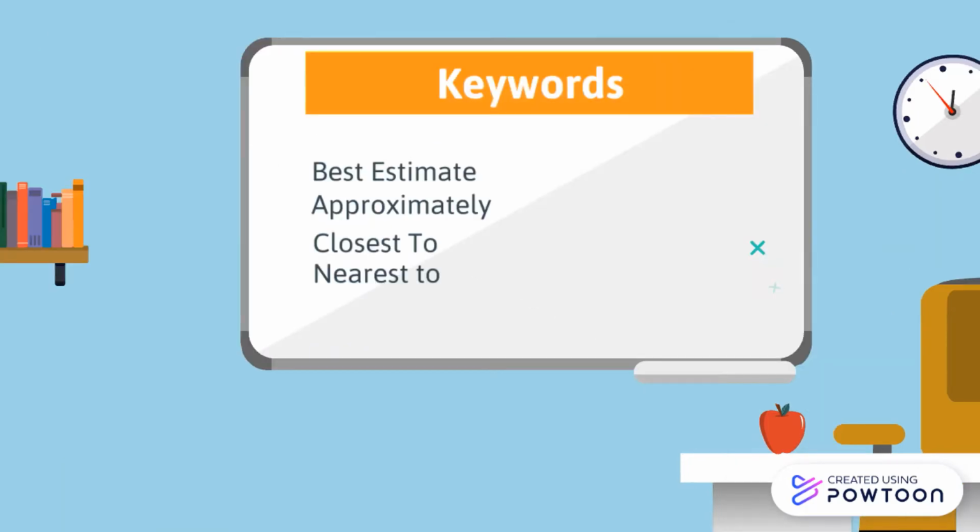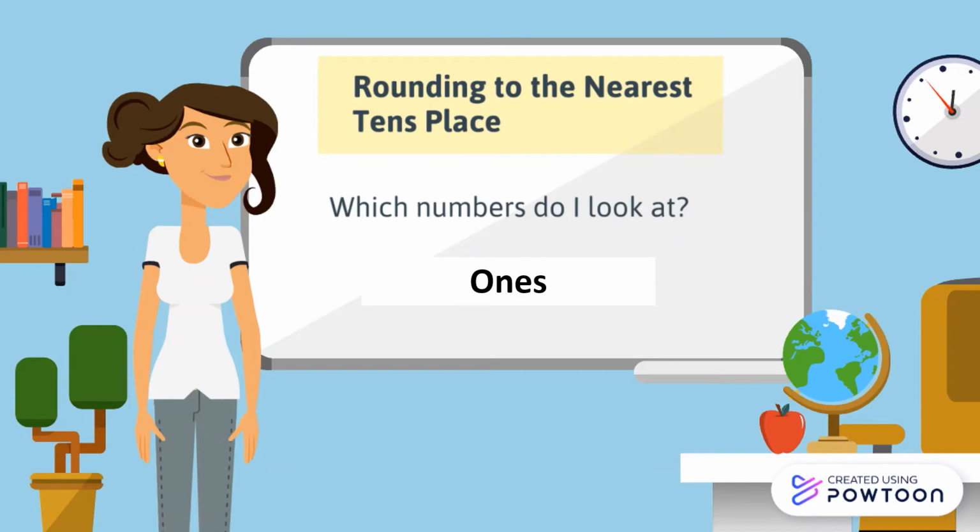Next, let's look at keywords to look for in a math problem so that you can recognize other words that mean exactly the same as the word rounding. The most common words are best estimate, approximately, closest to, and nearest to. Now, when rounding to the nearest tens place, which numbers should we look at, boys and girls? We should look at the number in the ones place, because this is the number that's going to help us determine if we will have to round up or if we will have to round down.